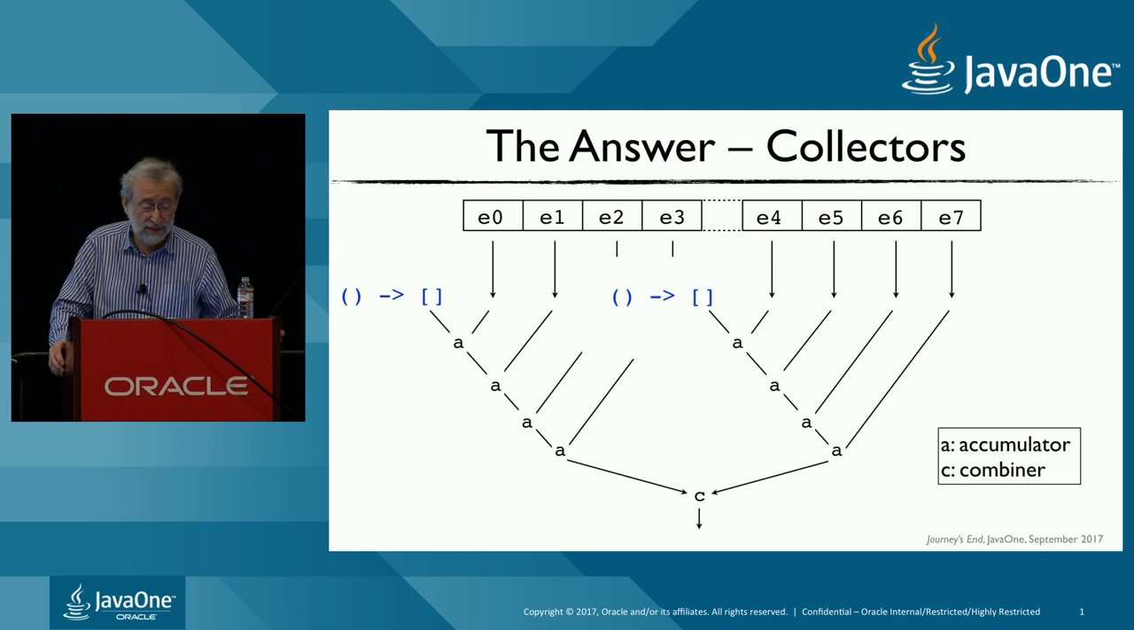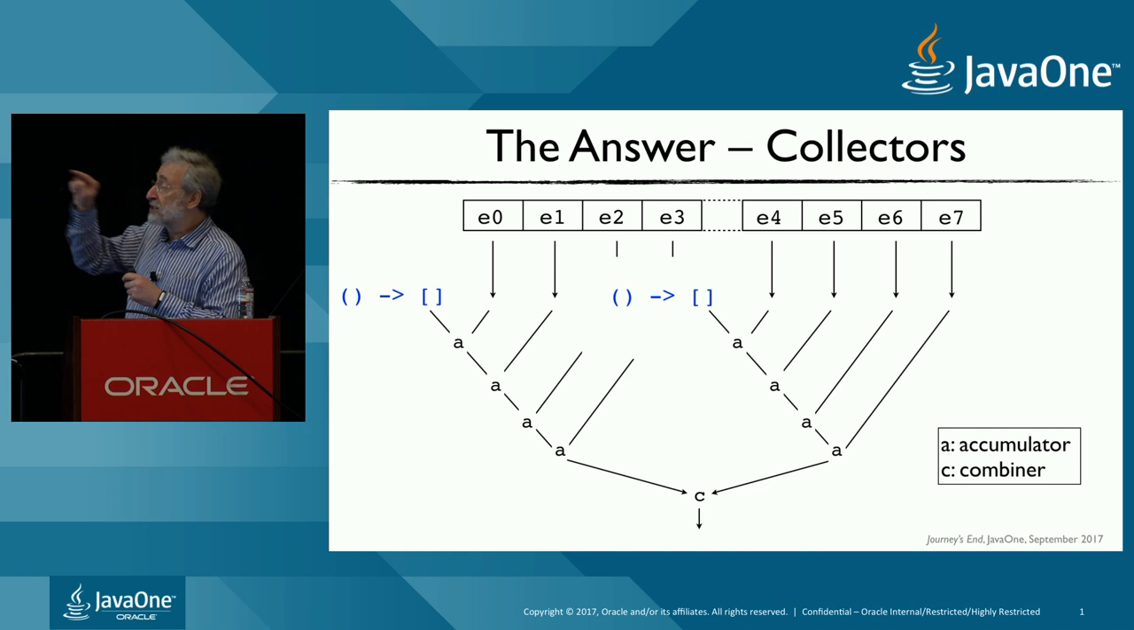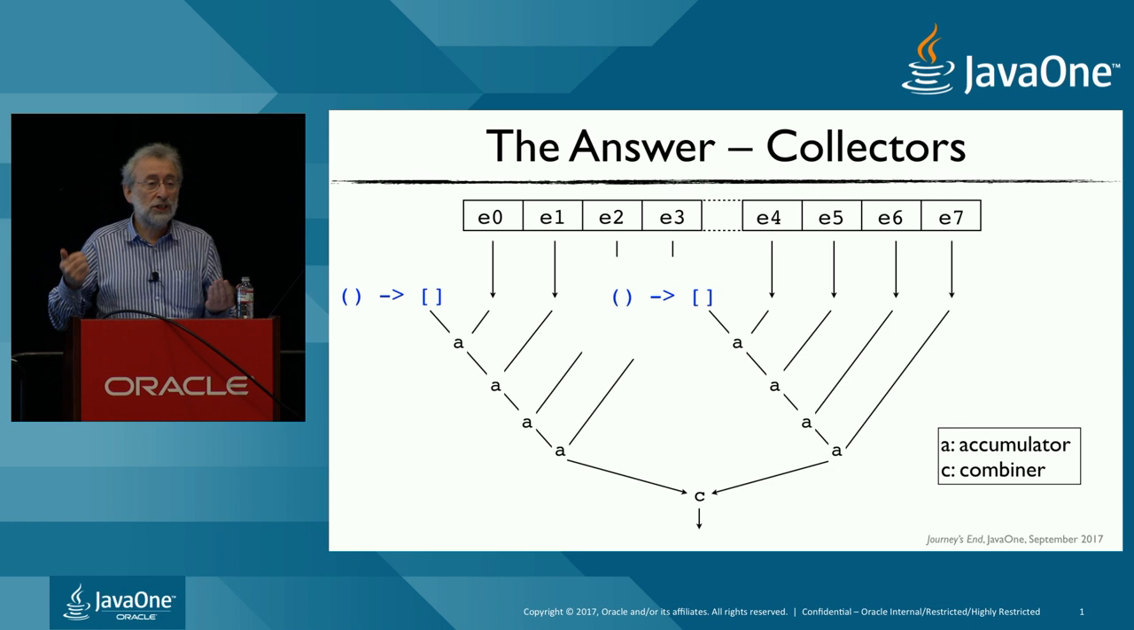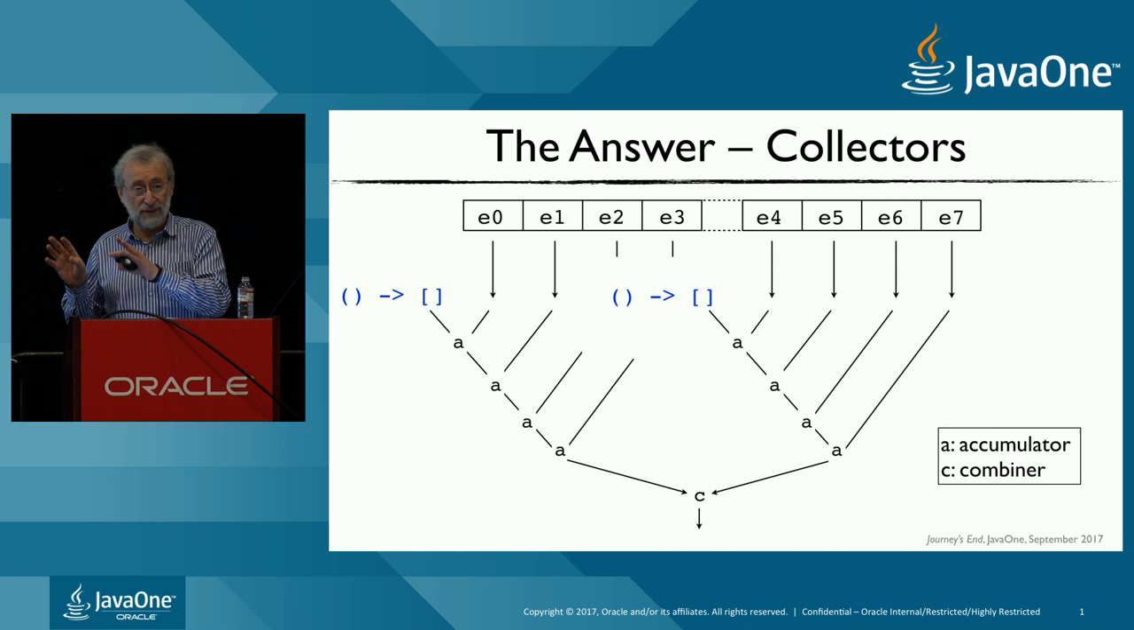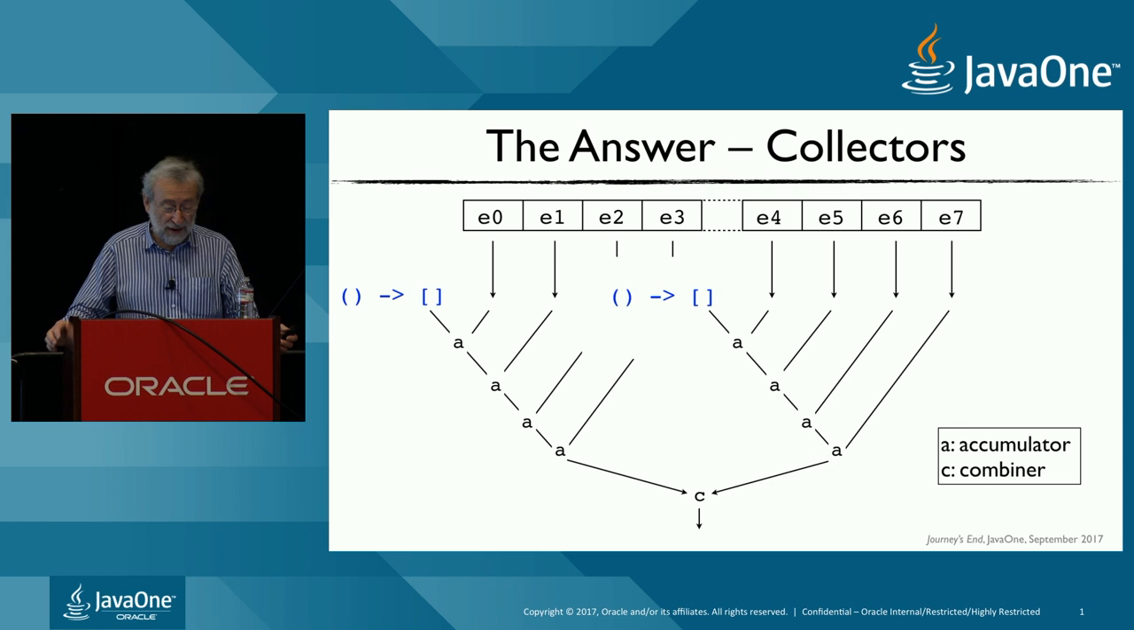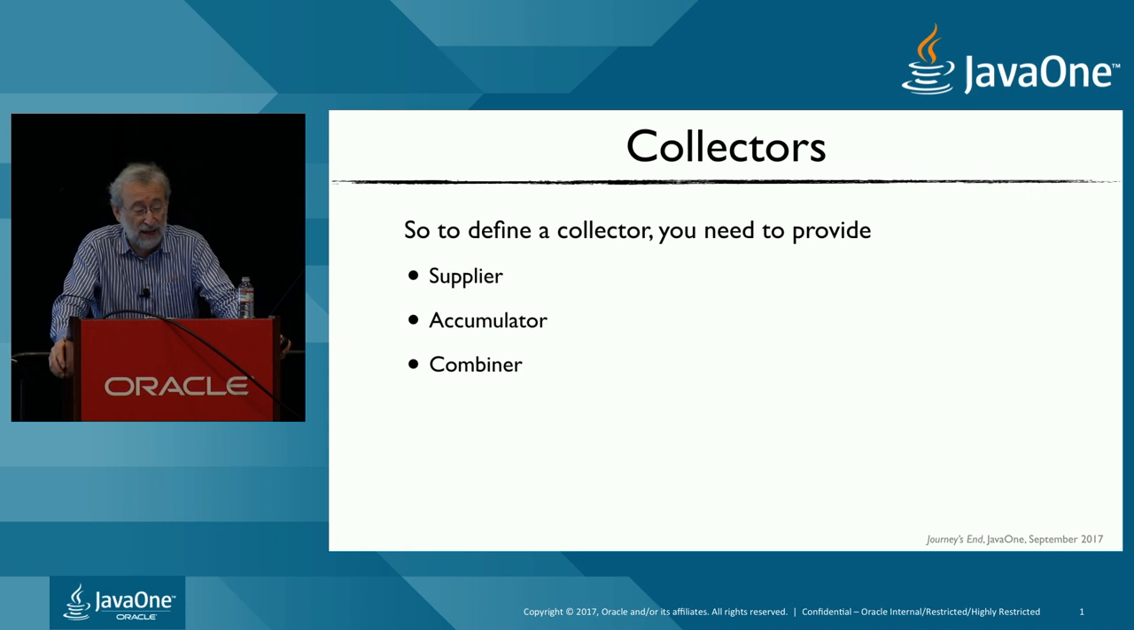So this is the answer. Now we've seen the components of a collector here. We've got the supplier in blue. We've got an accumulator, so-called, which adds individual elements to a container. And then at the end, when each thread has calculated all the values it's going to calculate, the results have to be joined together in something called a combiner. So to define a collector, you need to provide all three things: a supplier, an accumulator, and a combiner.